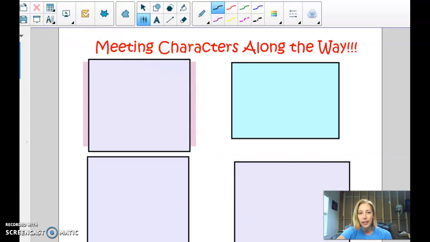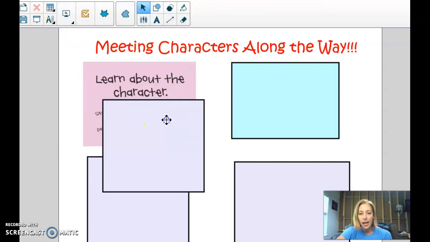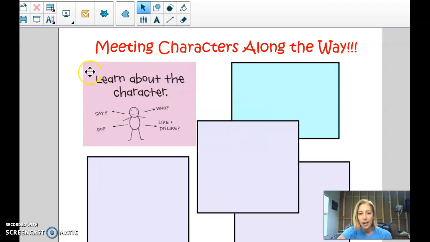So we're going to be starting meeting characters as we read. And so I want you to focus today on learning about the main character. In this case, it'll be Mr. Putter. So thinking about what he says, what he does, who is he, what is he like, what is he not like.